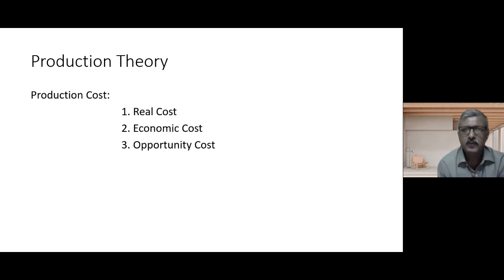सो व्हाट इज रियल कॉस्ट? रियल कॉस्ट इज all cost which is involved in the process of production, whether we have incurred it or it has been consumed in the production indirectly. So the sum total of all this cost is called real cost. Let's understand opportunity cost.